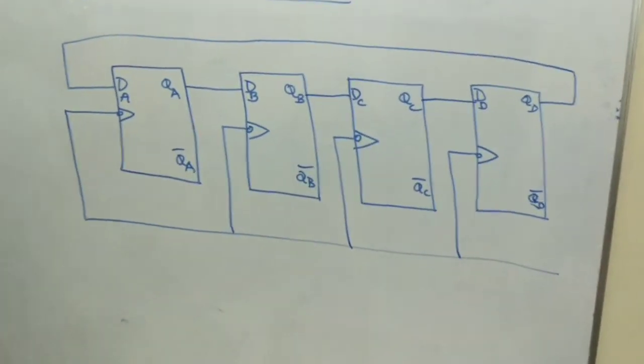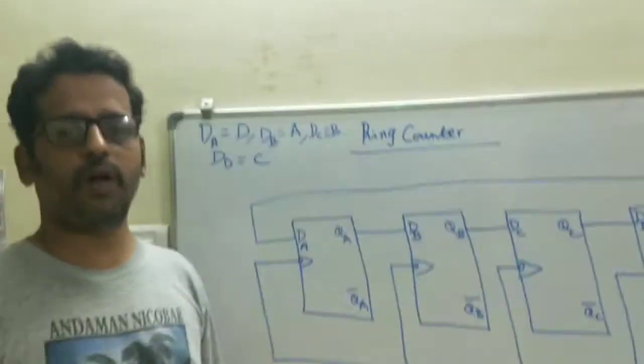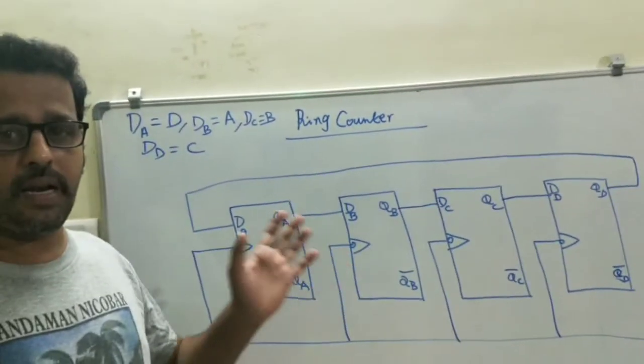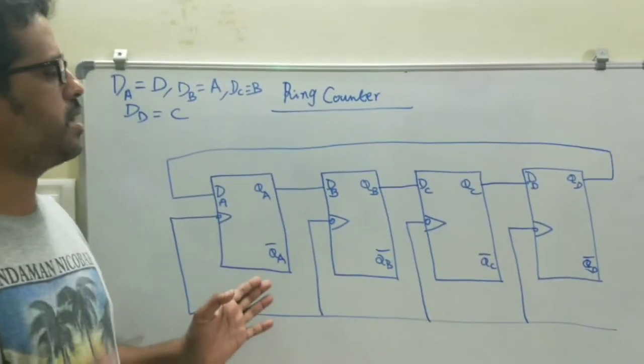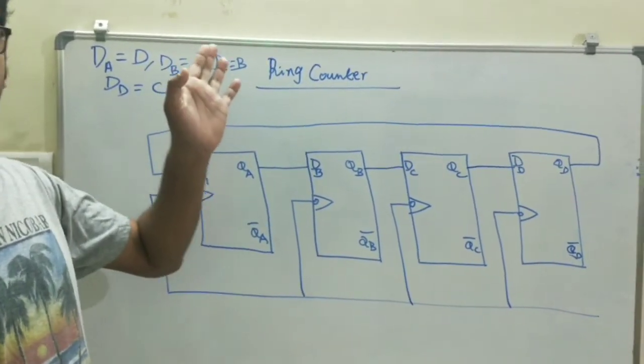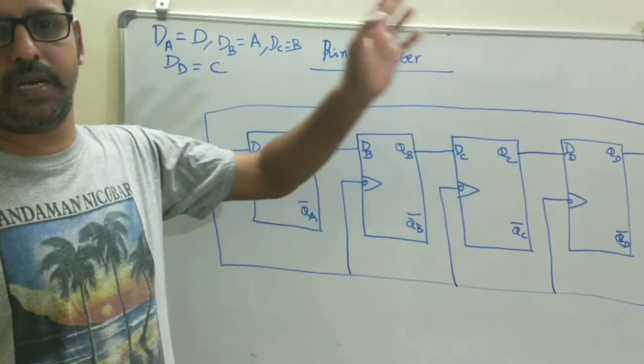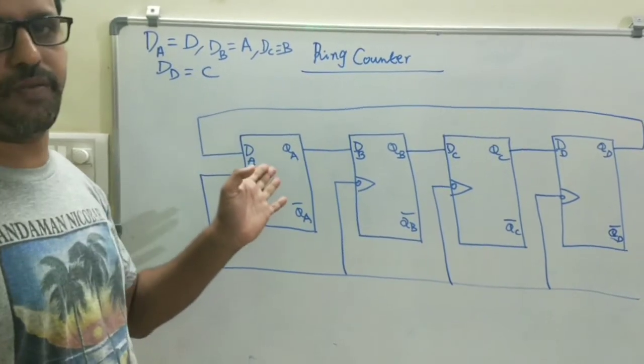It is very simple. In terms of data structures, I can say this would look like a circular linked list, right? The last flip-flop output is given as feedback to the first flip-flop. That is, the output of the last flip-flop becomes the input of the first flip-flop.